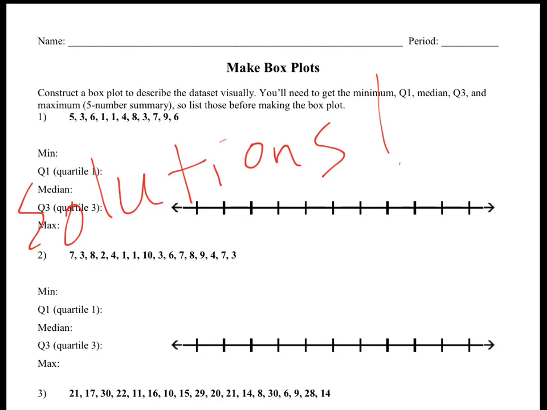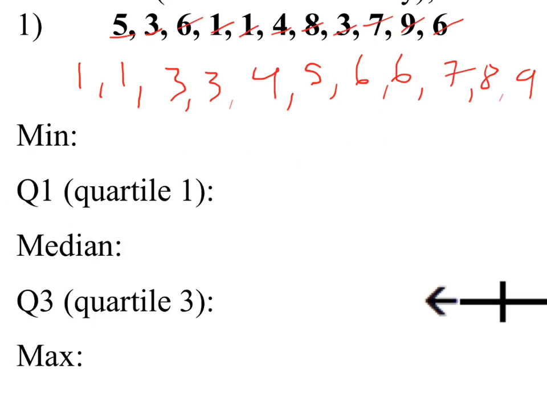Alright, it's time for the solutions for the Make Box Plots assignment. So your job for this is to, well, make box plots. And to do that, you need to get your 5-number summary. And it's really easy after you get your numbers in order.